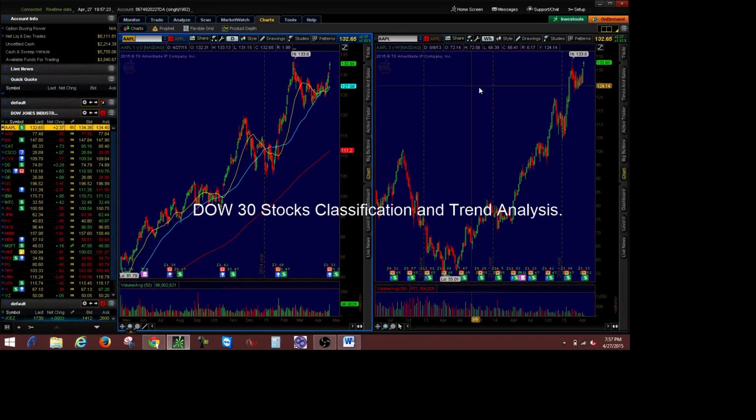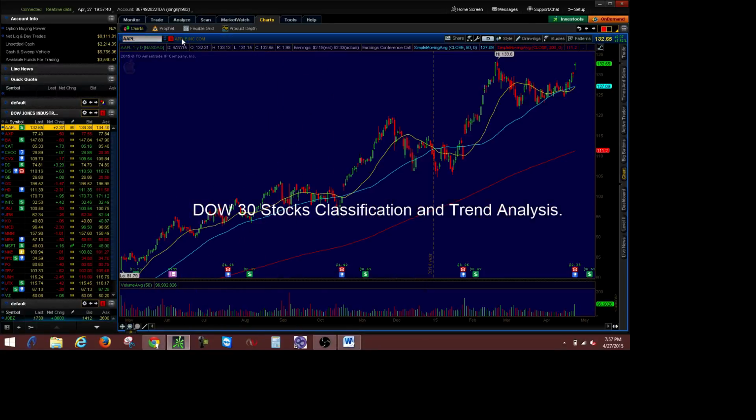So I'm not going to go into the weekly analysis because I'm going over 30 stocks. I usually don't do the whole analysis for that many stocks. I leave it for the paid members, but I will go over the daily chart to somewhat of an extent. So I'm just going to make this a little bigger.